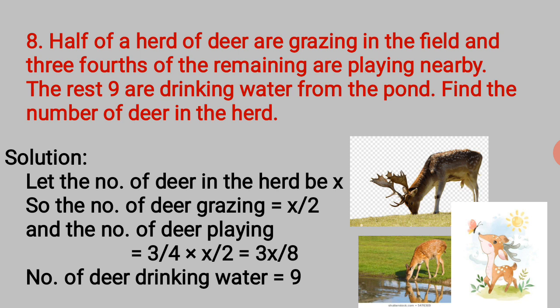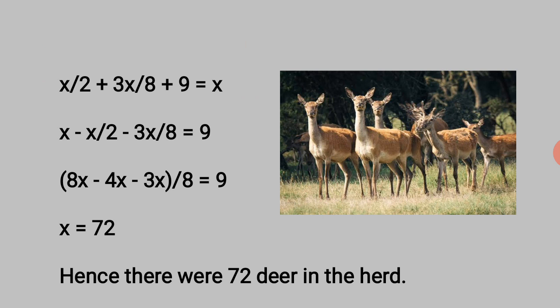Now children, all 3 activities added together will simply give you the number of deer in the herd. So what you are going to do is, you are going to add the number of deer grazing plus playing and drinking together. So it is x by 2 plus 3x by 8 plus 9, which will be equal to the number of deer, that is x. So we get the equation as x by 2 plus 3x by 8 plus 9 equal to x.